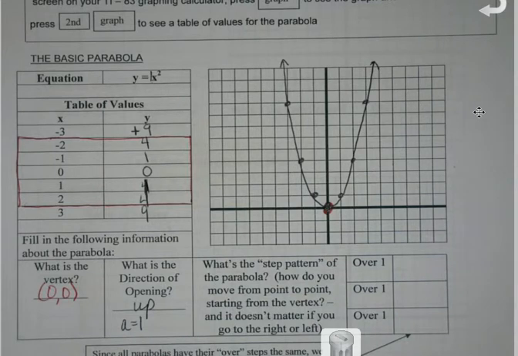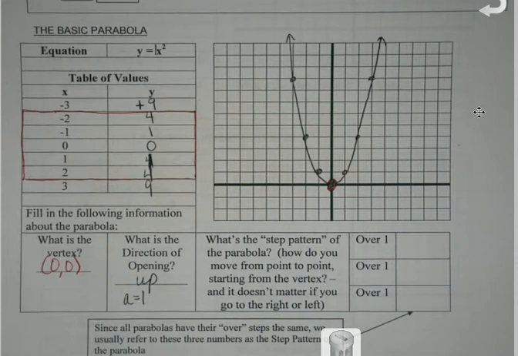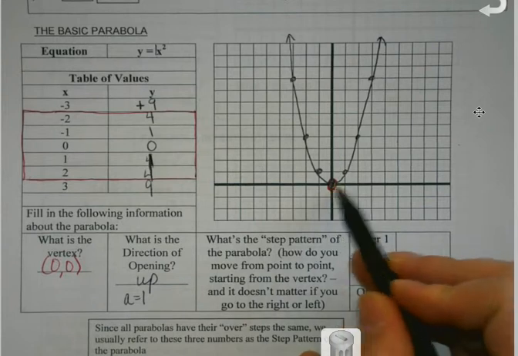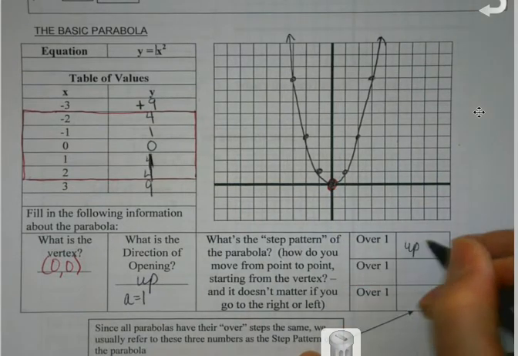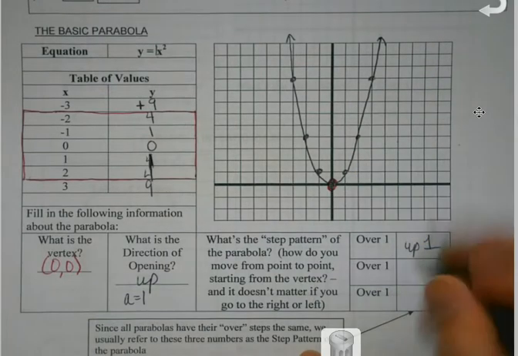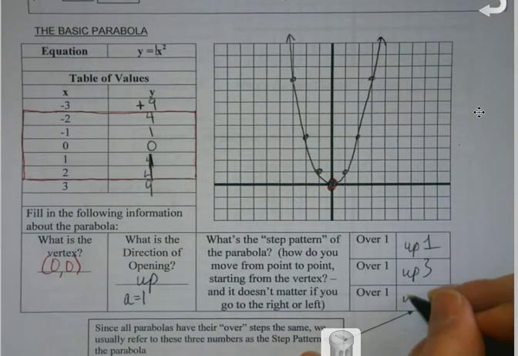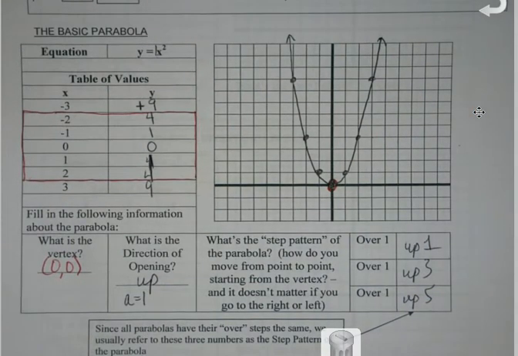But here's our new step today that I think is kind of cool. What's the step pattern? In other words, what's kind of like the slope of sorts? So if I start at my vertex, I go over 1, and I go up 1. And then from that point, I go over 1, and I go up 3. And I go over 1, and I go up 5. And if I had another value on there, that pattern would continue. I'd go over 1 and up 7 if the next point was there, and then up 9, and then up 11. And the cool thing about this is you can use that with any parabola, even if it's moved.